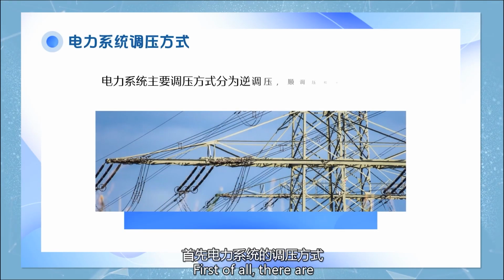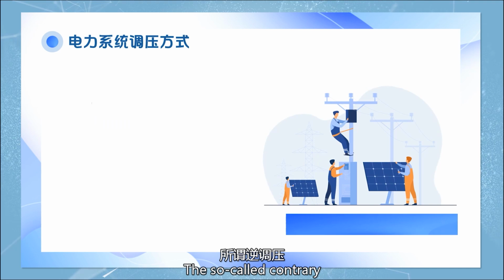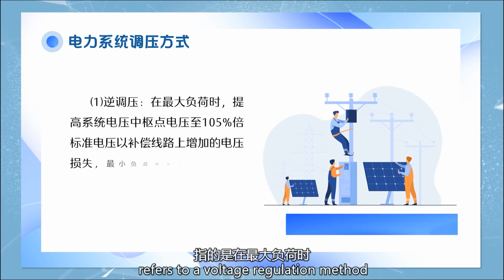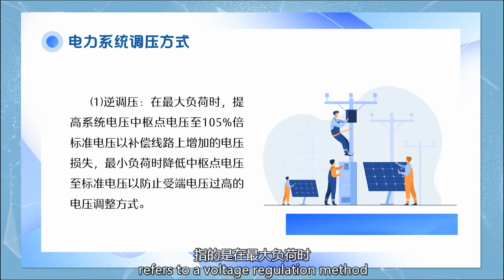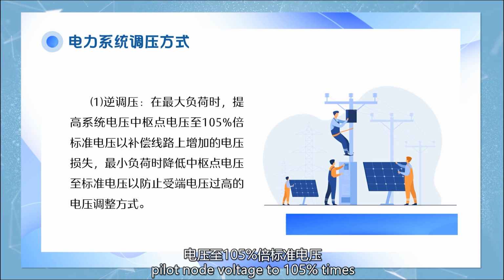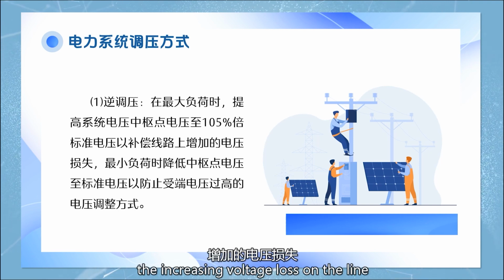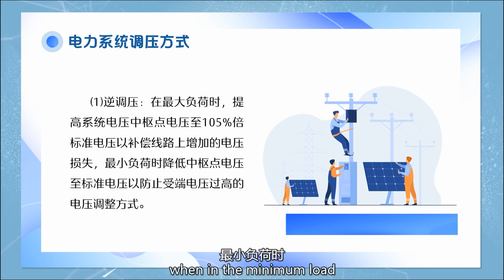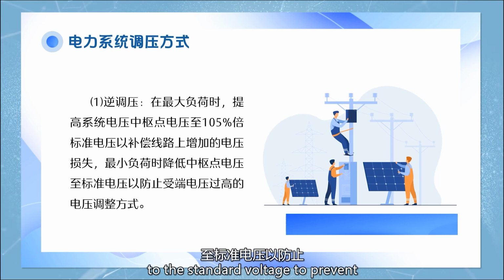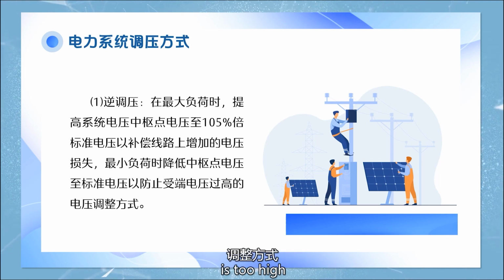First of all, there are contrary control of voltage, natural control of voltage, and constant control of voltage in the power system. The so-called contrary control of voltage refers to a voltage regulation method: at maximum load, increase the system voltage pilot node voltage to 105% times the standard voltage to compensate for the increasing voltage loss on the line. At minimum load, reduce the pilot node voltage to the standard voltage to prevent the receiving end voltage from being too high.